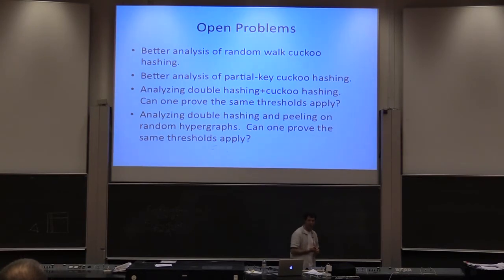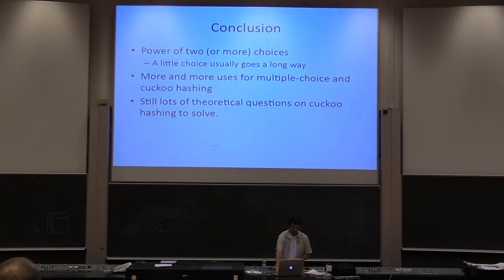And there are a whole bunch of interesting open questions, clearly that I don't expect you to solve over the course of the summer school, related to Cuckoo hashing: analysis of random walk Cuckoo hashing, partial key Cuckoo hashing, double hashing with Cuckoo hashing, do the same thresholds still hold? Double hashing and peeling, again, do the same thresholds hold? There's been some work that I've done with some students on the latter two problems, but we're still far from a complete understanding. There need to be some interesting open questions, I think. So I'll take more questions, but that's it.